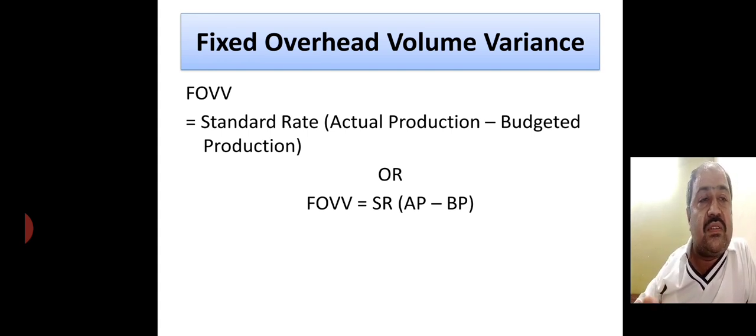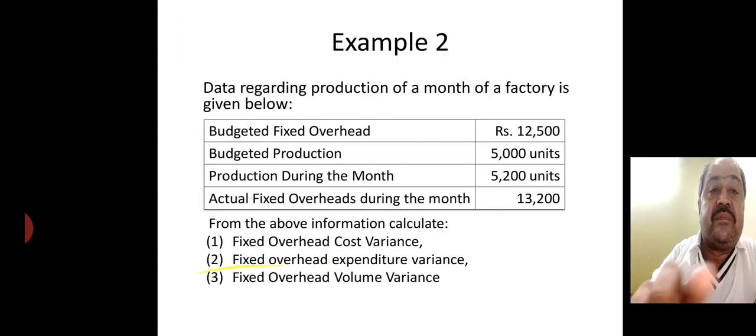Yield variance we have discussed in the material. In yield variance, you know that actual is first: standard cost per unit into bracket actual yield minus standard yield. So whenever the variance is related to the outcome, then actual is first. So actual production minus budgeted production, that is the most important thing.